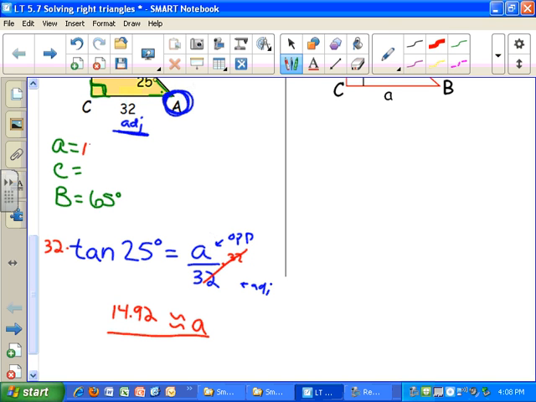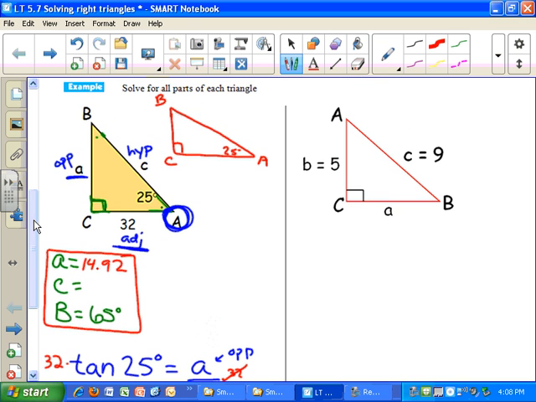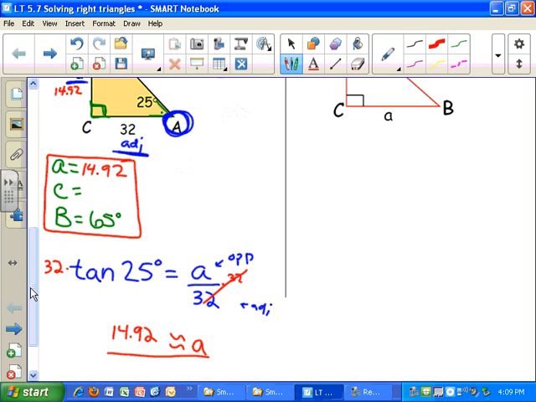So we can go back and say A is about 14.92, and we can check to see if that seems reasonable with our drawing. Okay, based on this drawing, it doesn't make a lot of sense, because A and B look about the same. But if we look at this better drawing with that smaller angle, that 14.92 compared to this 32 seems very reasonable.